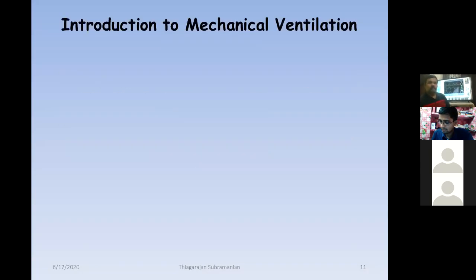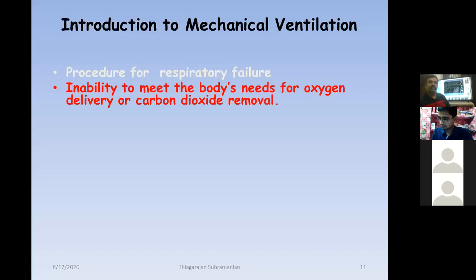I will give a brief idea about mechanical ventilation. As we all know, it is a procedure mainly indicated for respiratory failure, which is broadly defined as being unable to meet the body's needs for oxygen delivery as well as carbon dioxide removal. That is the basic idea.